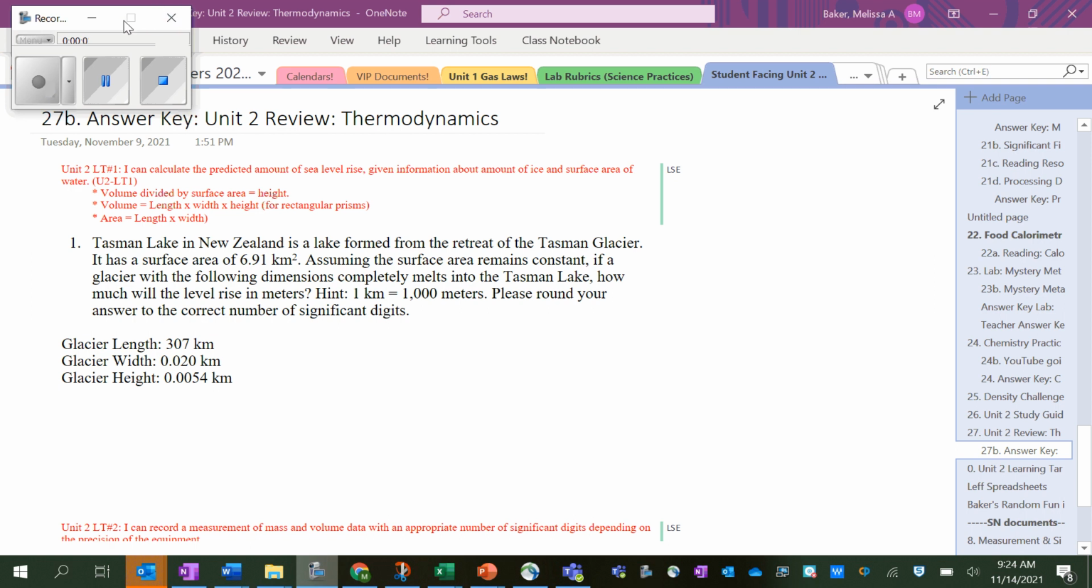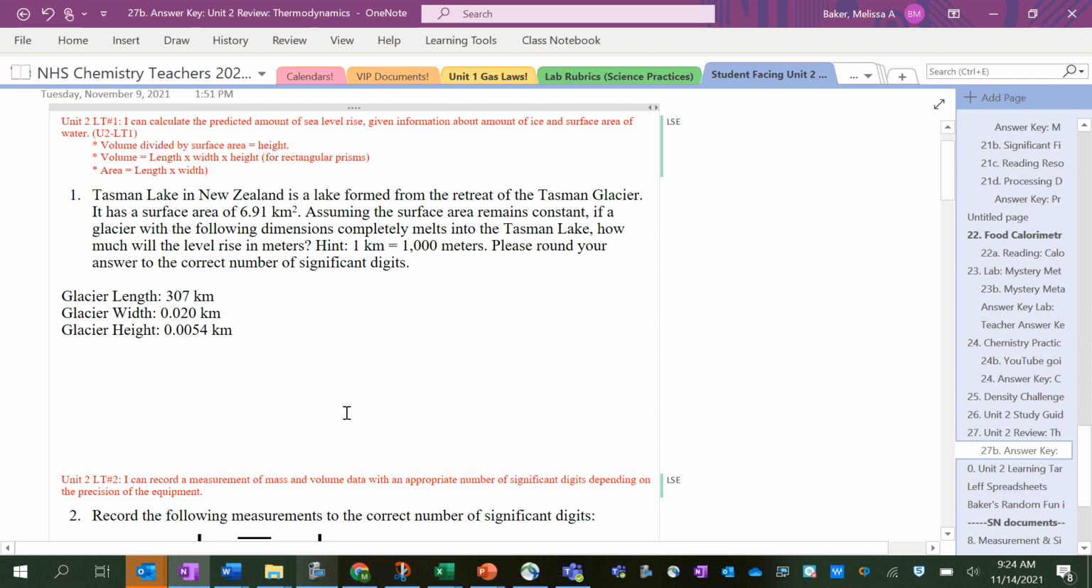All right, let's take a look at the Unit 2 review on thermodynamics. The first one says Tasman Lake in New Zealand is a lake formed from the retreat of the Tasman Glacier. It has a surface area of 6.91 kilometers squared.